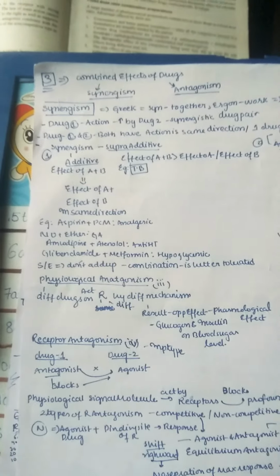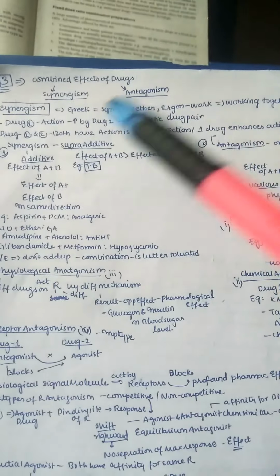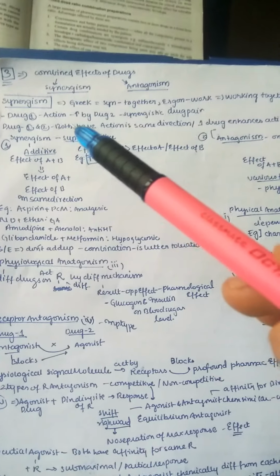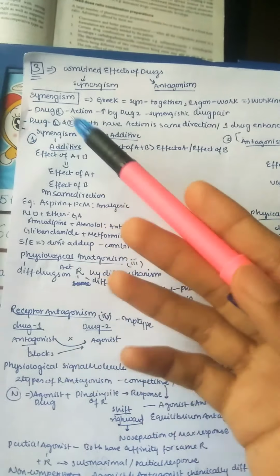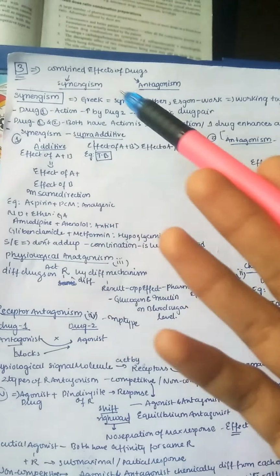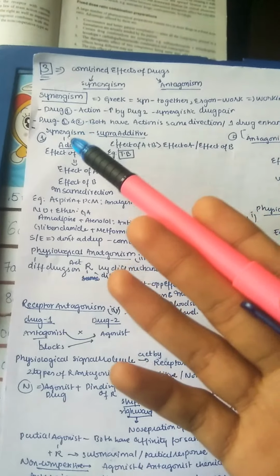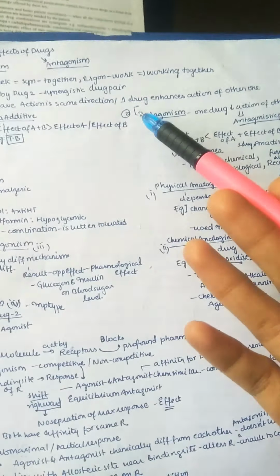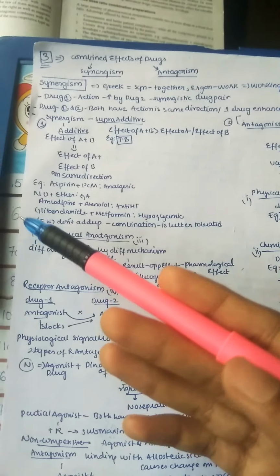First, synergism. In Greek, syn means together and ergon means work, so working together. Whenever we give two drugs, they work together. If the first drug's action is increased by drug 2, it is known as a synergistic drug pair. Drug 1 and drug 2 both have actions in the same direction, and one drug enhances the action of the other in synergism. This is very good.